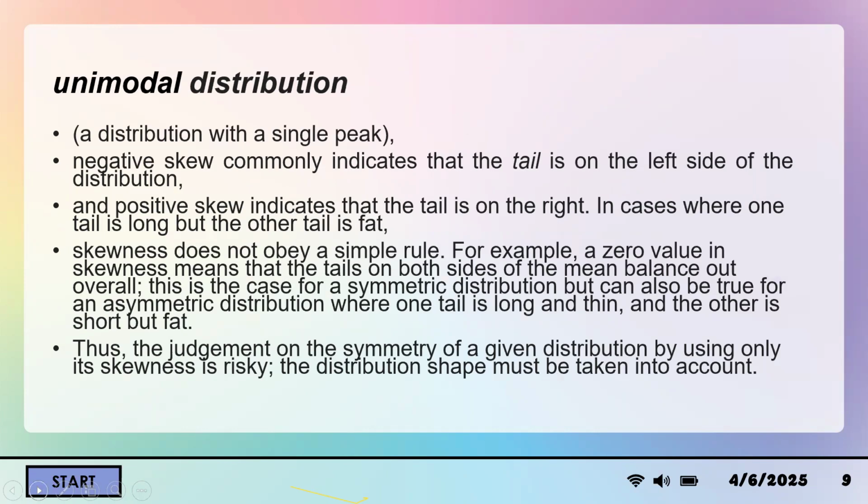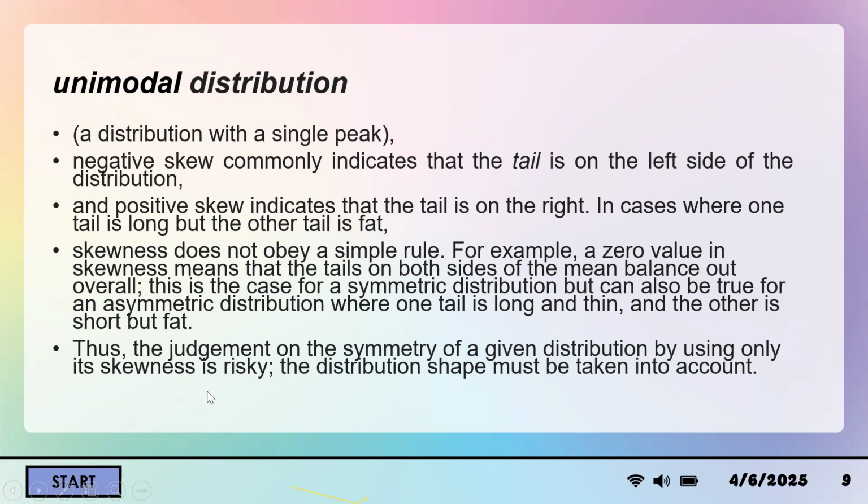Now, what is a unimodal distribution in which we are supposed to look at the skewness of the data? A distribution which has a single peak, as in the previous example, where we have only a single peak. Negative skew commonly indicates that the tail is on the left side of the distribution, and positive skew indicates that the tail is on the right, in cases where one tail is long but the other tail is fat. So in the positive skew, one tail would be the longer one, and it would mostly fall into the skewed distribution.